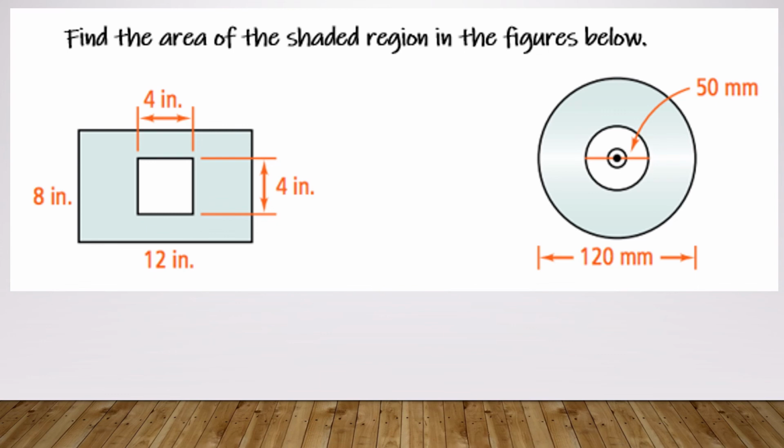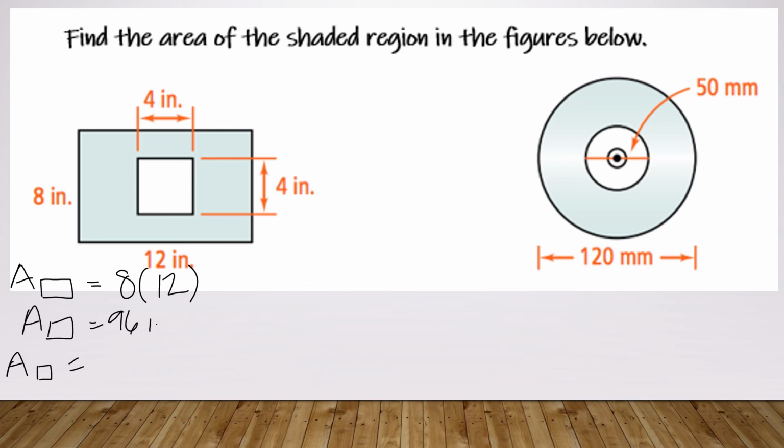So for the first one, I like to organize it in this way. So I'm going to say area of the rectangle and area of the square. And you don't have to do it like this, but this is just how I do it, so I keep myself organized. For the rectangle, our length and width, or our base and height, is 8 and 12, so the area of the rectangle would be 96 inches squared. For the square, we have 4 and 4, so 4 squared, which would be 16 inches squared.